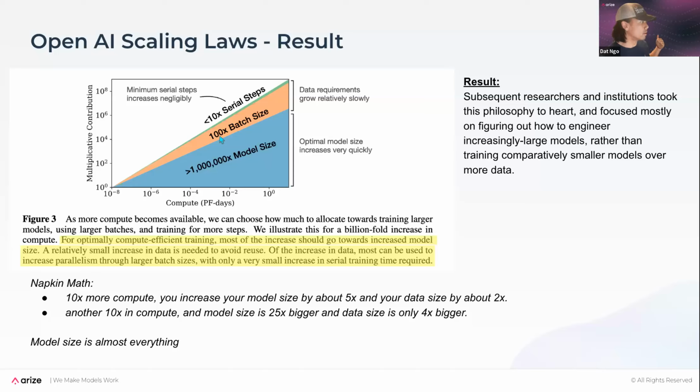what they found was that to optimize compute efficiency when training, most of the increases should go towards increasing the model size, aka the parameters. A relatively small increase in data is needed to avoid reuse of said data. So they're basically saying it's more important to have bigger models and less data. There's some napkin math.